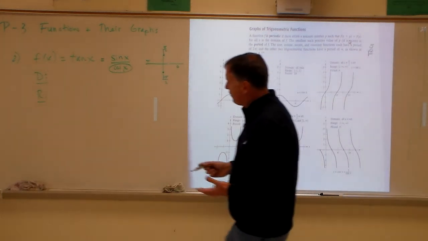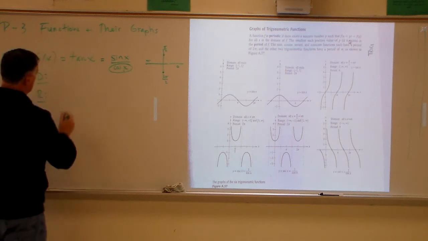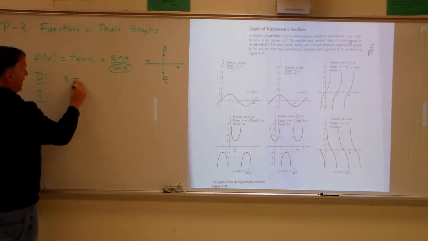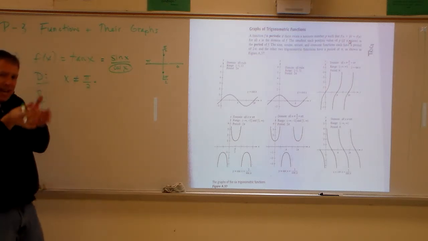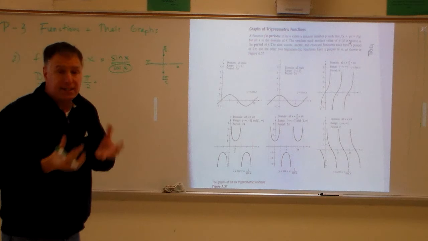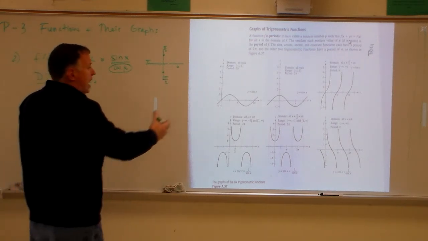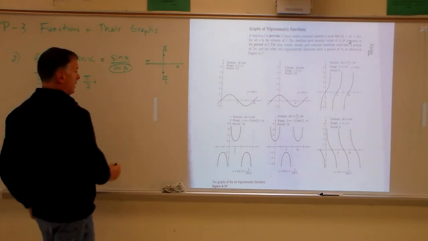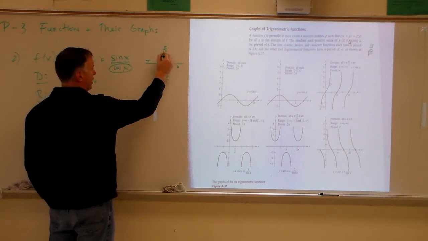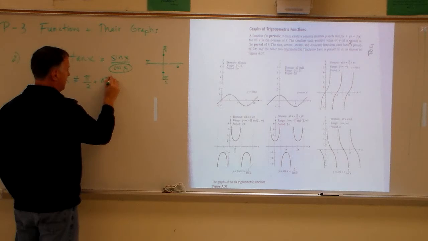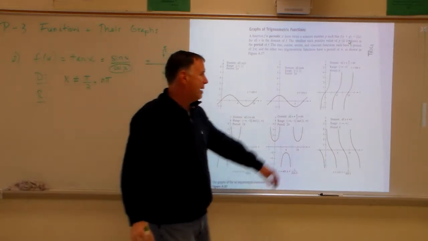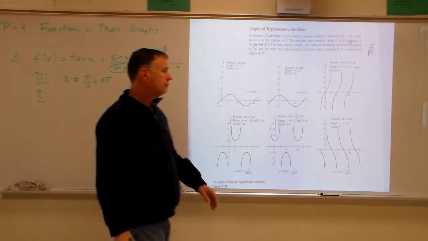So we would have to say for domain, x cannot be pi over 2 plus, now the next part is when it repeats. And this repeats every 180 degrees, every pi. Here, 180 degrees, 180 degrees, 180 degrees. So we would say something like n times pi. And it says it there. You could have copied it.